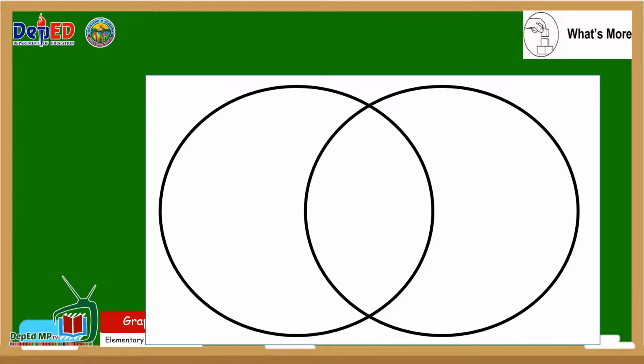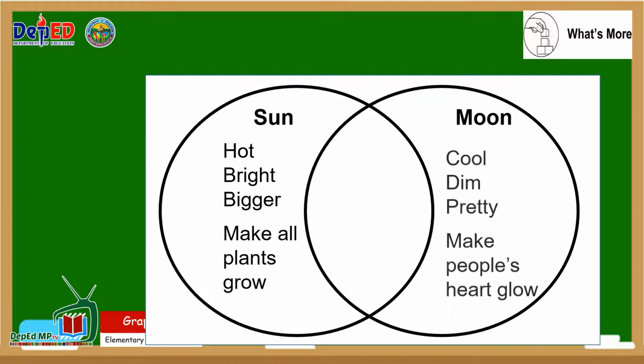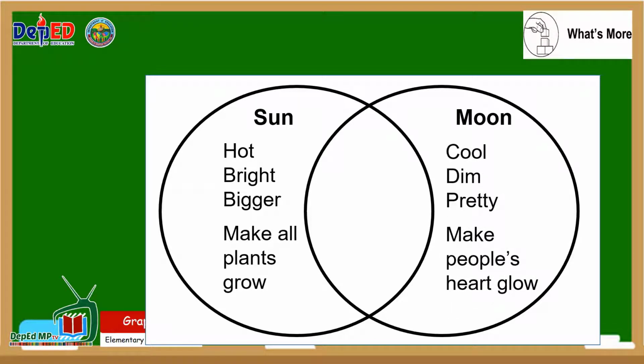So, what did you write as differences of the sun and the moon? Yes, the sun and the moon have differences. The sun is hot, bright, bigger, and makes all plants grow, while the moon is cool, dim, pretty, and makes people's hearts glow. What about their similarities?